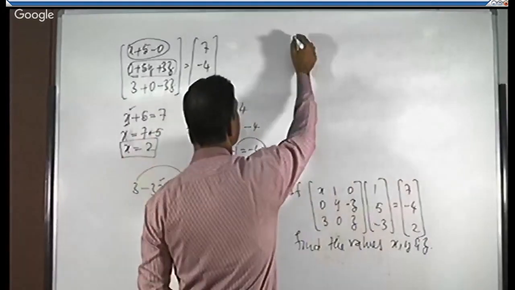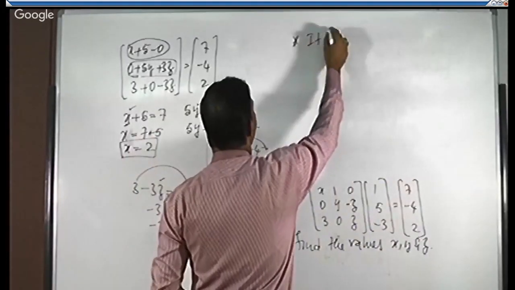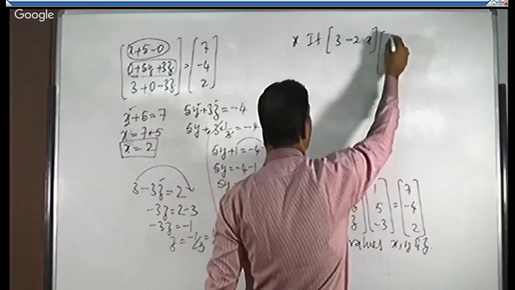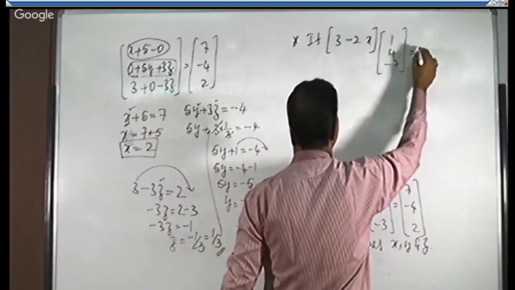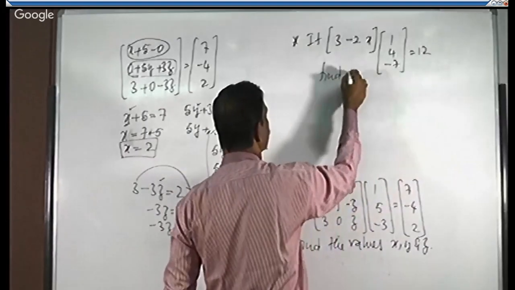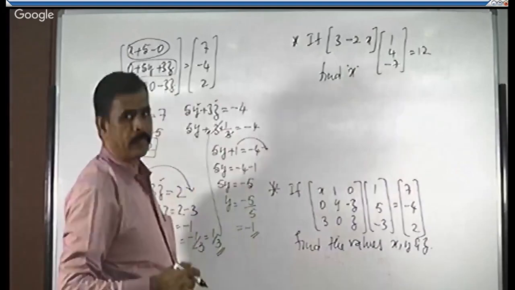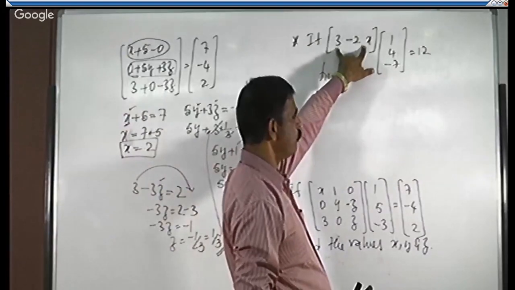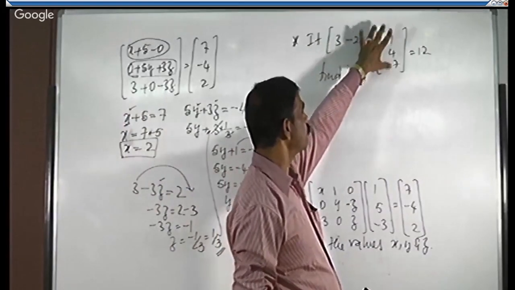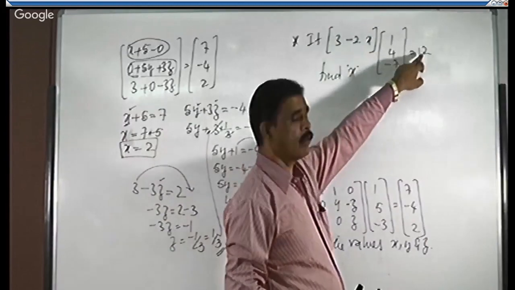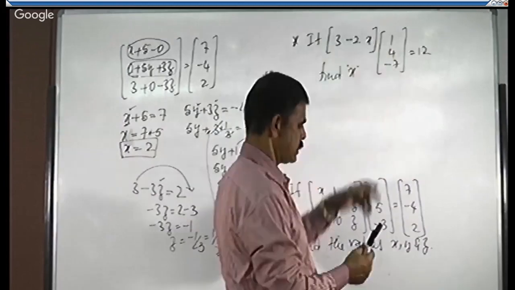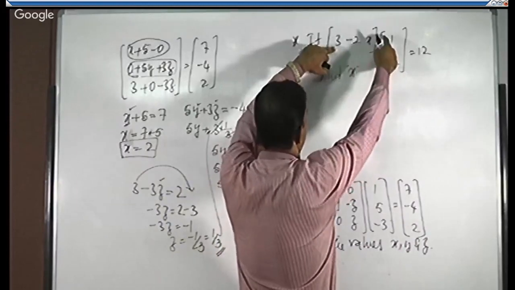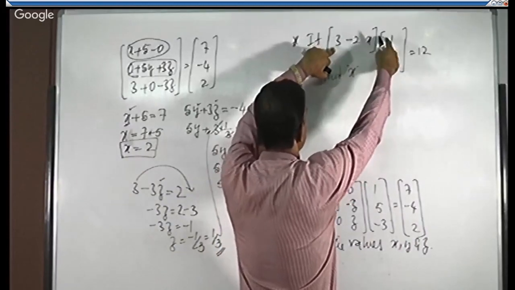It has worked out, no problem of such type. If 3 minus 2 x into 1 4 minus 7 is equal to 12, find x. So at the right side, we have two matrices. The first one is a row matrix, the second one is a column matrix. By multiplying these two, you are getting 12. Then what is the value of x? You just multiply row into column. Only one step, row into column, because here we have only one row, here we have only one column.